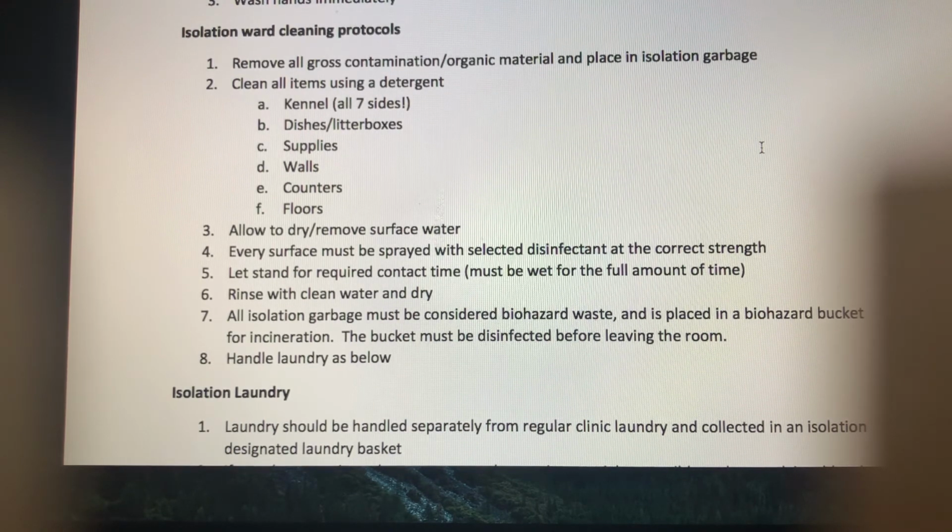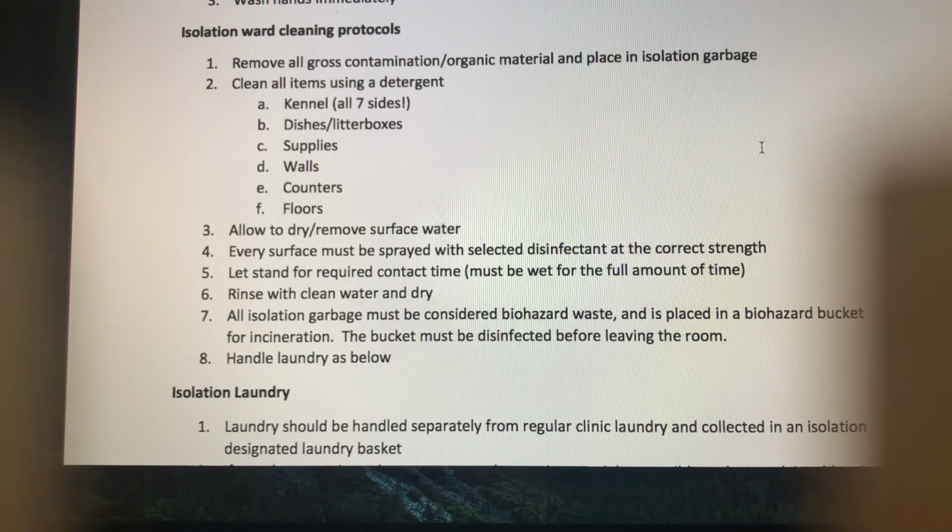Then you're going to spray every surface with your disinfectant that will kill the virus or bacteria in question. And you're going to make sure it's the correct strength. And you're going to let that sit for the contact time. It has to be wet the entire time. Then you could rinse with clean water and dry, or just dry. If it's a dish, I'll rinse it, but if it's just the kennel, I'll just dry it.